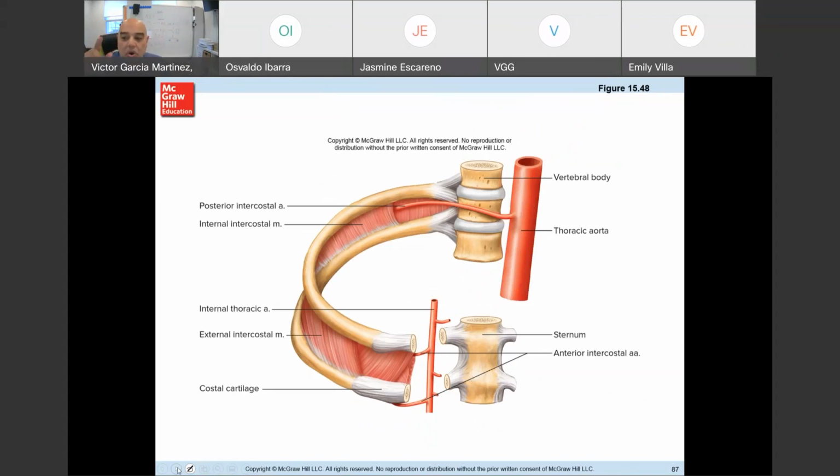Then if we go over the thorax, we're going to have our thoracic portion of the aorta. If you remember, we have the ascending portion, the arch, and then the descending portion. This is the descending portion of the aorta, and this is the thoracic portion. And at every single rib, we're going to have a branch of the aorta, and these are for our muscles and our ribs here. Every single rib is going to have an intercostal branch of the aorta.